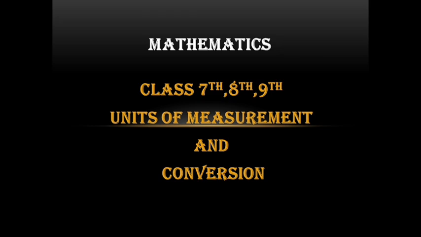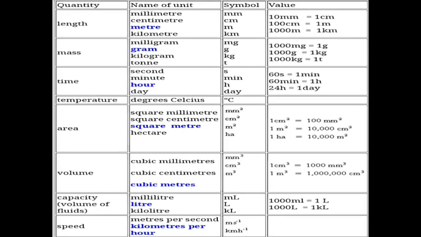So let's start. Here one chart is given with the different types of quantities and their units, which symbols are used for a particular unit, what the values of that unit are, and how to convert those values into other units.